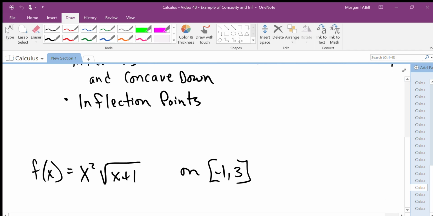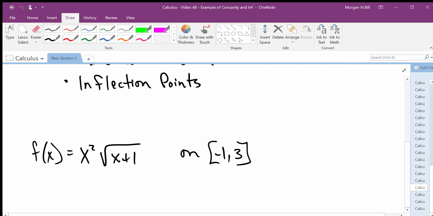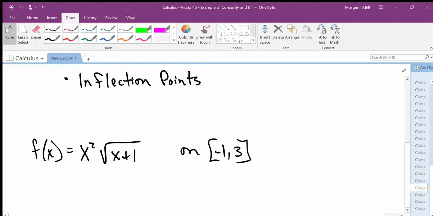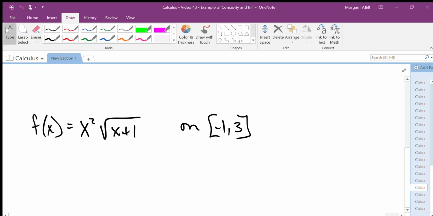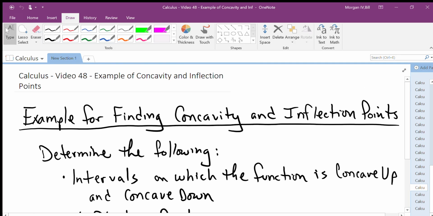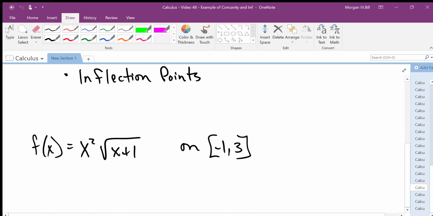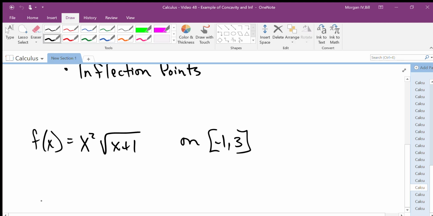We've already done a lot of work with this. We've kind of curve sketched it already. We have the absolute extrema, the relative extrema, the increasing, decreasing, the y-intercept, all that stuff. So we've found in a previous video, I believe that was video 46, if I'm not mistaken, we found all that other stuff, including the derivative.